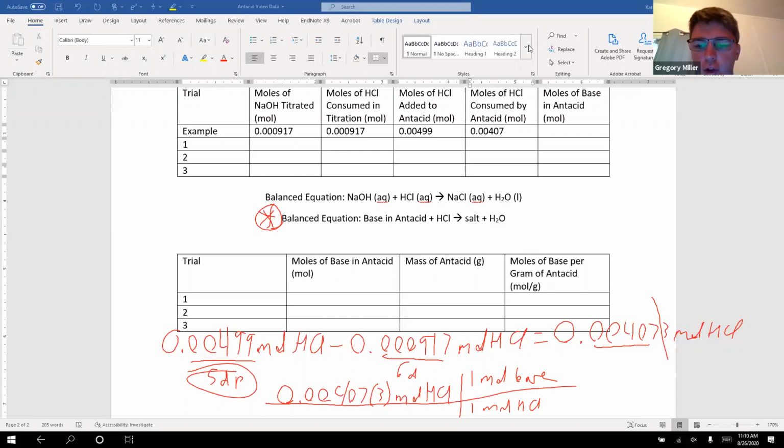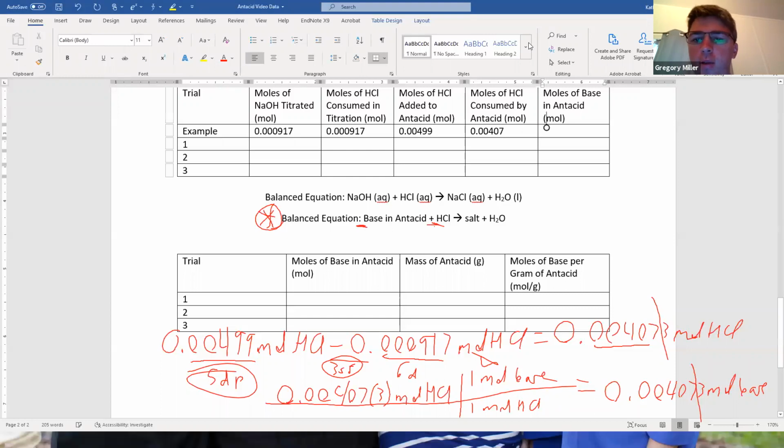So they want us to just assume it's a 1-to-1 reaction with nothing written in front of either of those, and get 0.004073 moles of base in the antacid. This has 3 significant figures. This we don't care about. So this needs to be rounded to 3 significant figures after that 7 as well.